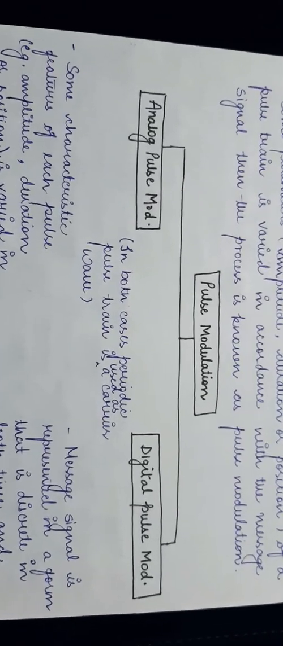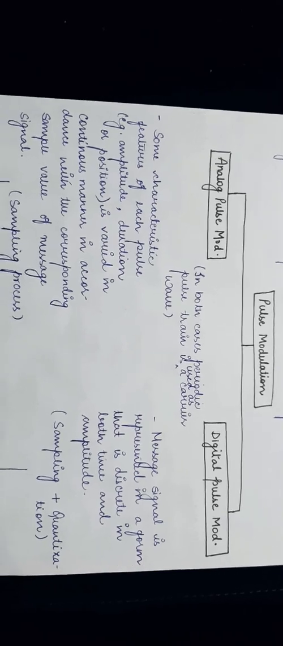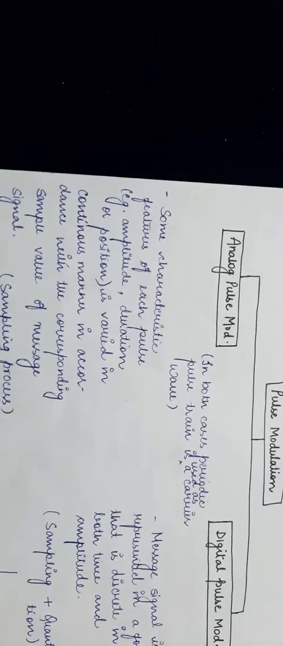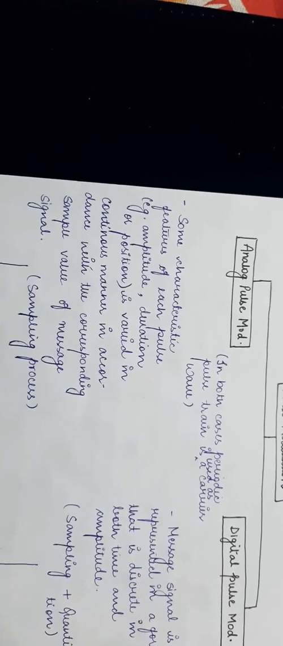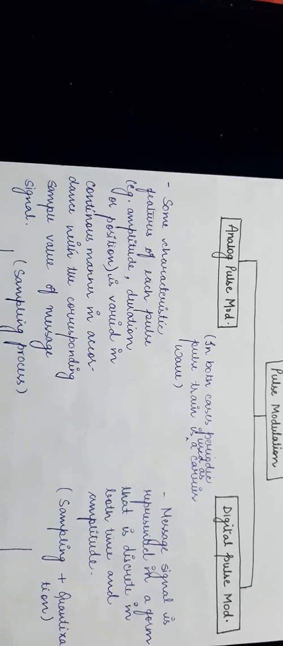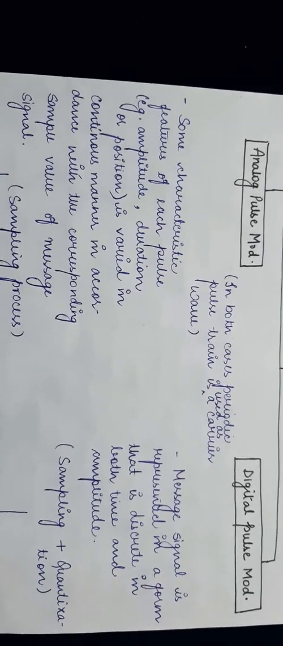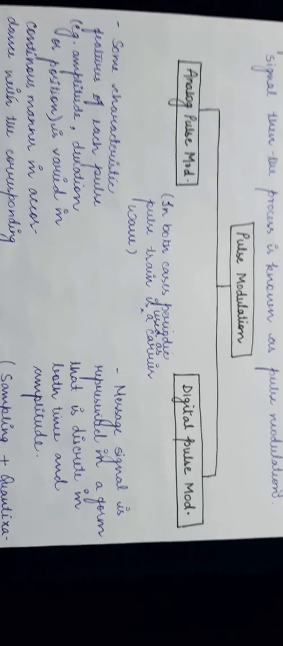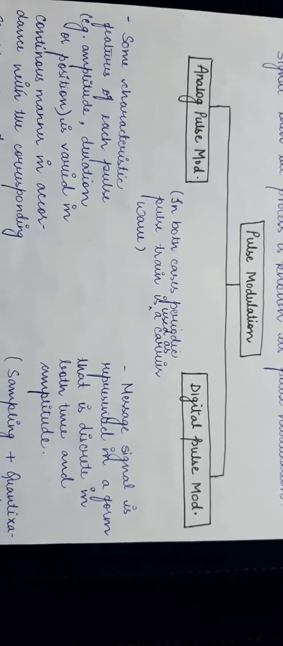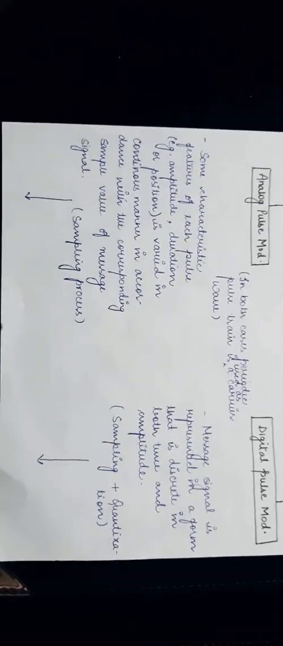Pulse modulation is of two types, analog pulse modulation and digital pulse modulation. In both cases, a periodic pulse train is used as a carrier wave. In analog pulse modulation, some characteristic feature of each pulse, like amplitude, duration or position, is varied in a continuous manner in accordance with the corresponding sample value of the message signal, or we can say that information is transmitted in analog form. While in digital pulse modulation, the message signal is represented in a form that is discrete in both time and amplitude. So in analog modulation we use the sampling process, while in digital modulation we use sampling as well as the quantization process.